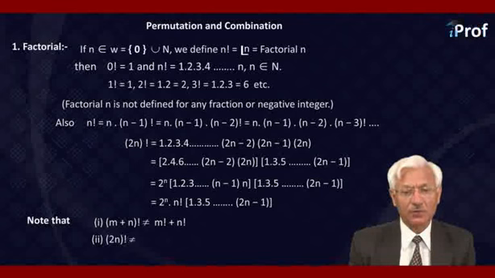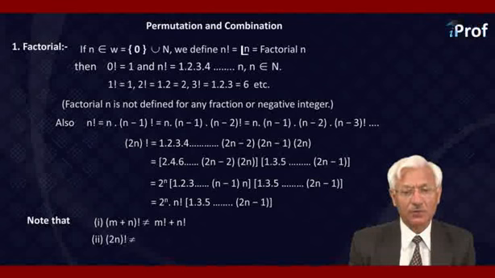The concept of permutation and combination depends on 2 fundamental rules. First, the addition rule. Suppose a work A can be performed in m different ways, and another work B can be performed in n different ways, which does not depend on the work A. Then A or B, that is at least one of them, can be performed in m plus n ways.